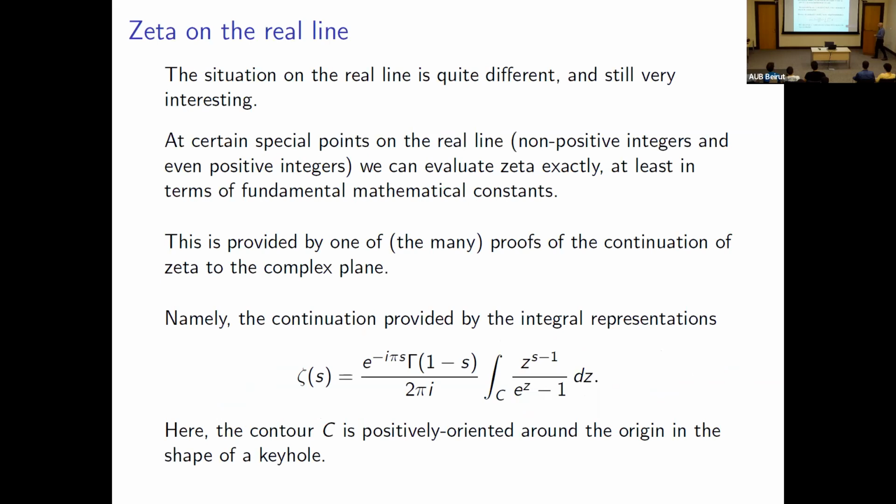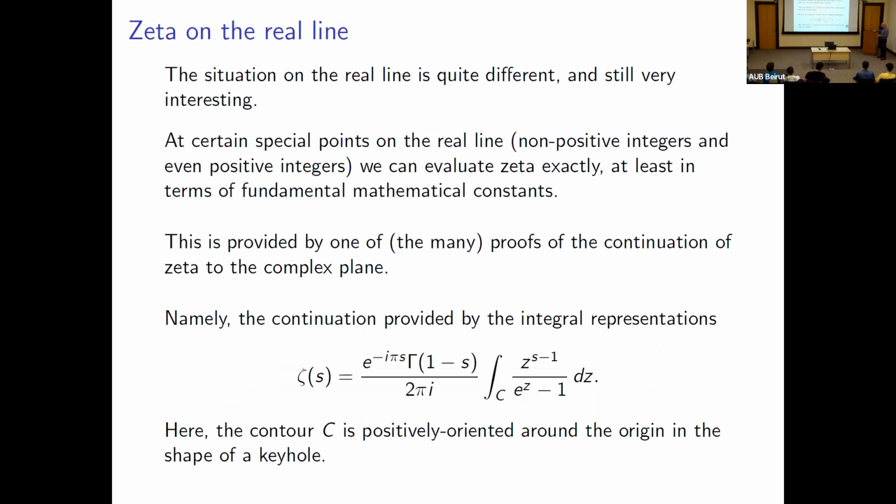Right. Let me also mention computations with zeta on the real line, which is a different situation, but very interesting. Another reason to mention this is because this formula will be important later. So on the real line, there are special points, namely non-positive integers and even positive integers, where you can get not only a numerical approximation, but an exact value for zeta, at least in terms of fundamental constants like pi.